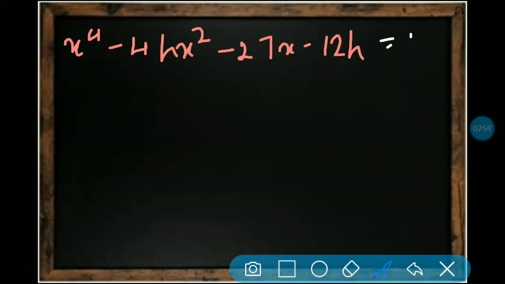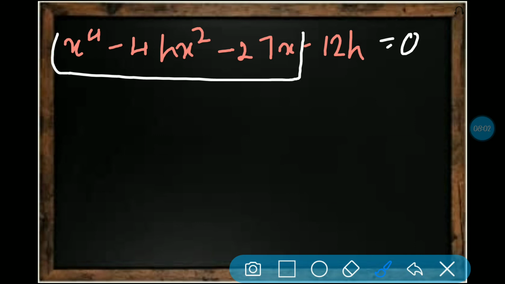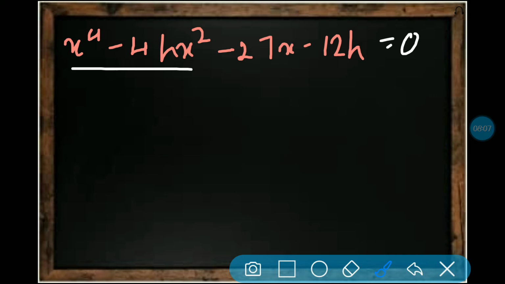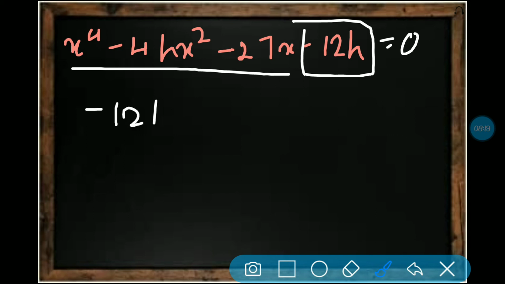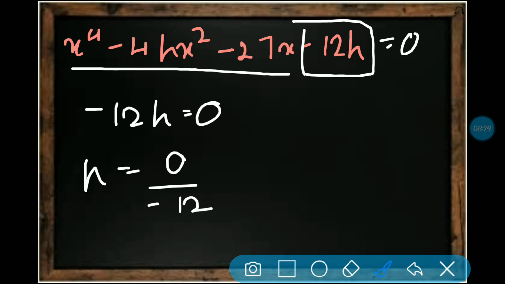As x is a factor for this polynomial, it will be equated to 0. Fine. So now we know that these are all factors. These terms are containing x, so we need not consider these actually. Only minus 12h will be considered, because there is no x term there and the remaining all will be having x. So minus 12h is equal to 0. h is equal to 0 by minus 12. If you write also, it is 0 only. h value is 0, option B.